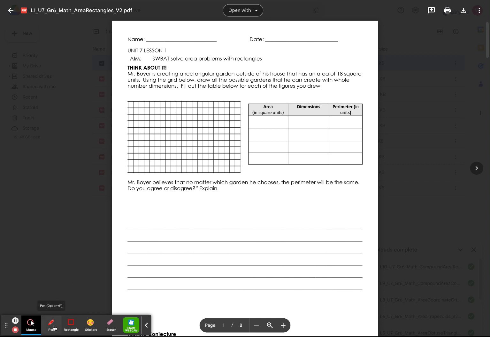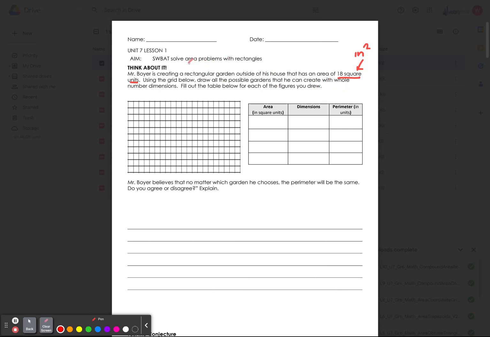So let's take a look at our Think About It question, which says that Mr. Boyer is creating a rectangular garden outside of his house that has an area of 18 square units. So you want to make sure that we annotate that. 18 square units means that we have 2 units, or since it's square, that would be to the second power. To the second power means that we're going to have two units that are going to be multiplied to each other. It says, using the grid below, draw all the possible gardens that he could create with whole number dimensions, and then fill out the table for each of the following that you drew.